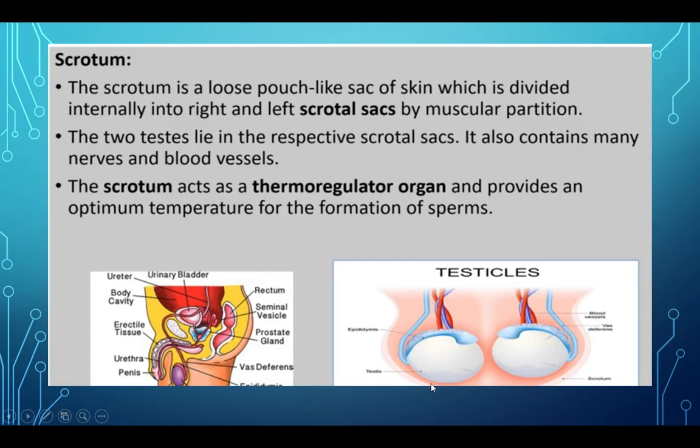The two testes lie in respective scrotal sacs. It also contains many nerves and blood vessels. The scrotum acts as a thermoregulator organ. What is thermoregulator? Temperature controller, and it provides an optimum temperature for the formation of sperms. So for sperm formation, the right temperature is provided with the help of the scrotum. That's why it is said to be a thermoregulator organ. So where are these testicles present? Inside the scrotum.